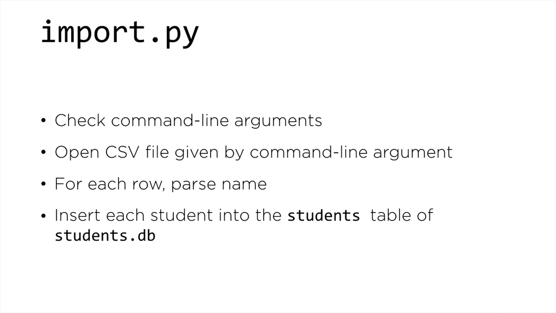And for each row, you're going to need to parse the student's name. The name field is not going to be separated already into a first, middle, and last name. You just have a name field that could be a string like Harry James Potter or Luna Lovegood, and it's going to be your responsibility to figure out what the student's first name, middle name, and last name is before you then insert each of those students into the students table of your students.db database. How might you go about doing this? Well, here are a couple of hints.